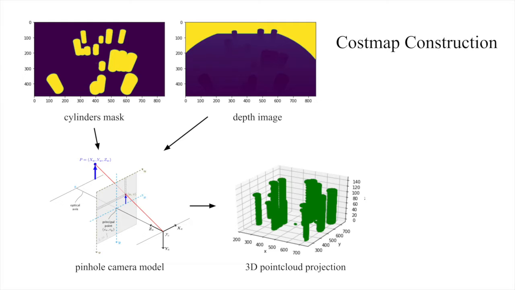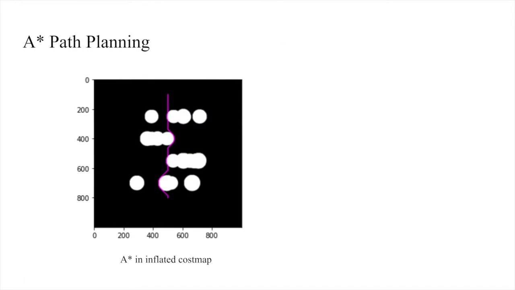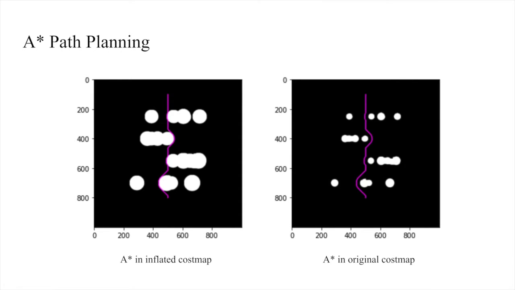To obtain a bird's eye view of the scene, the z-coordinate of the 3D points can be removed to create a 2D cost map. Then A-star search is performed in the 2D cost map to find a path between the start and goal positions. The cost map is inflated to account for the width of the quadrotor to avoid crashes. For reference, this is the found path overlaid in the original cost map, and you can see the buffer between the quadrotor and the cylinders that the inflated cost map provided.